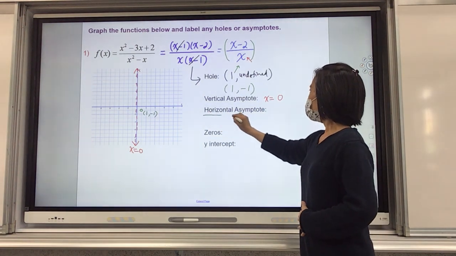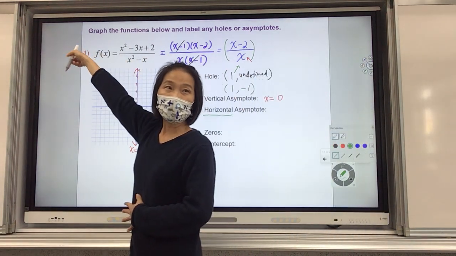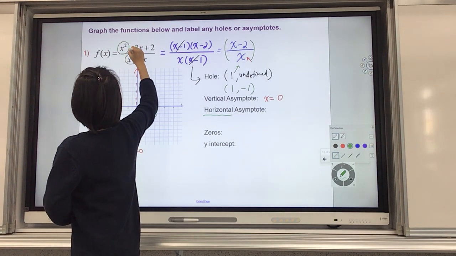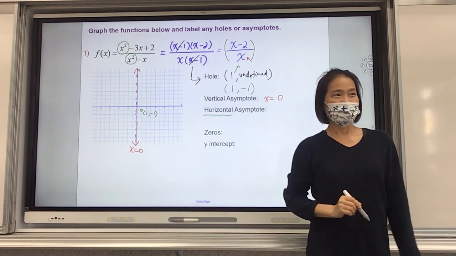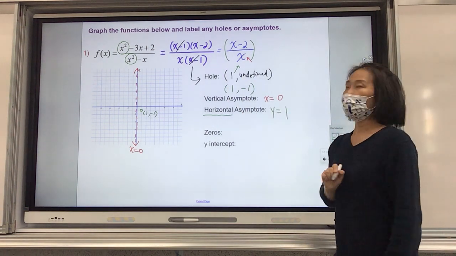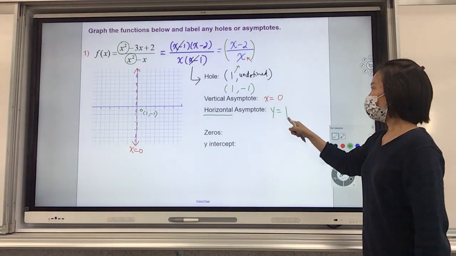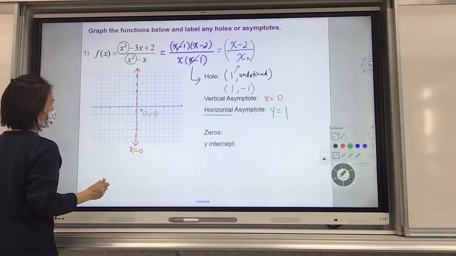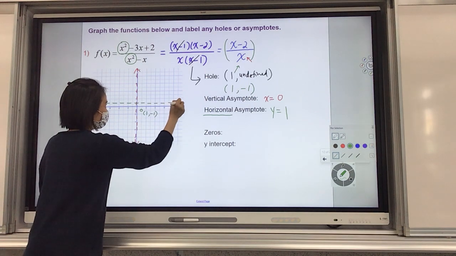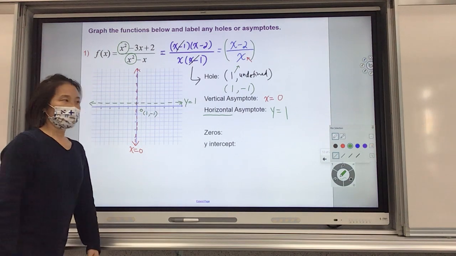Horizontal asymptote, take the leading term and divide. I can go to the not simplified one. See that? Leading term, x squared over x squared, that will be 1. Same degree, right? y equals to 1 is my horizontal asymptote. Go ahead and draw that dashed line. And label the asymptote.